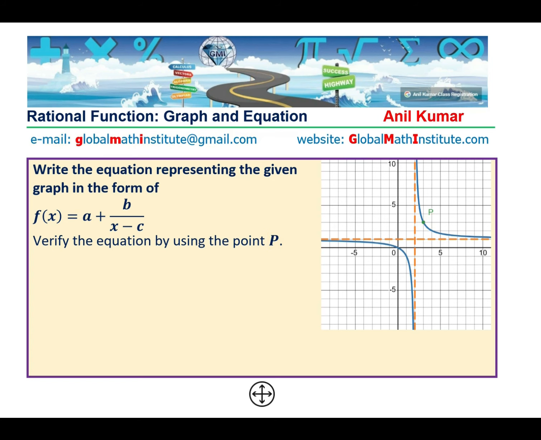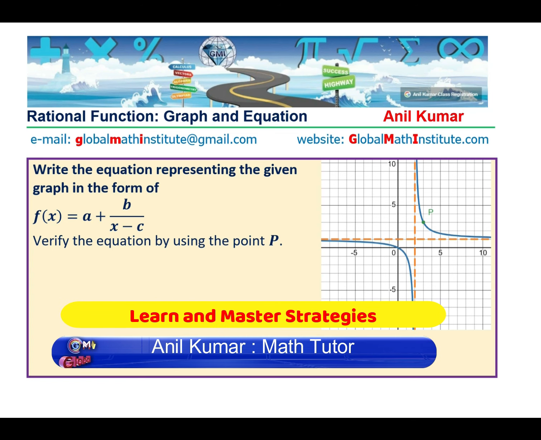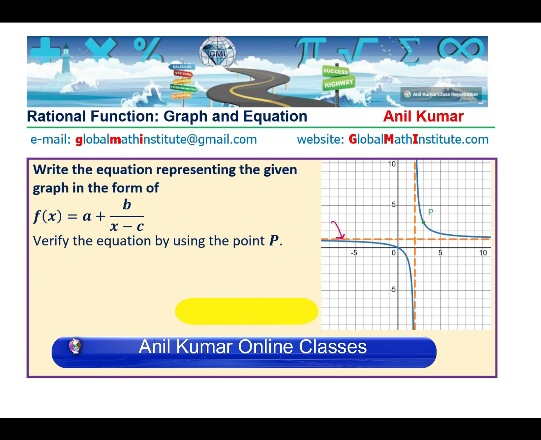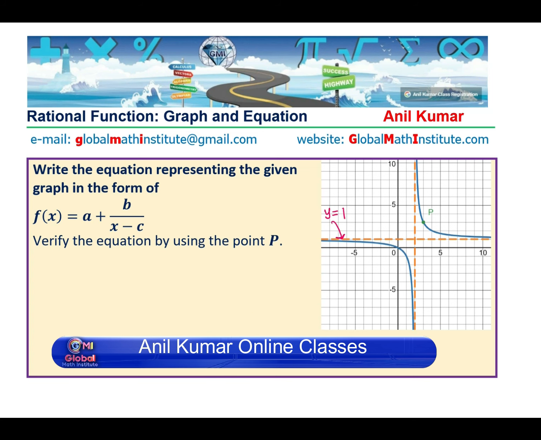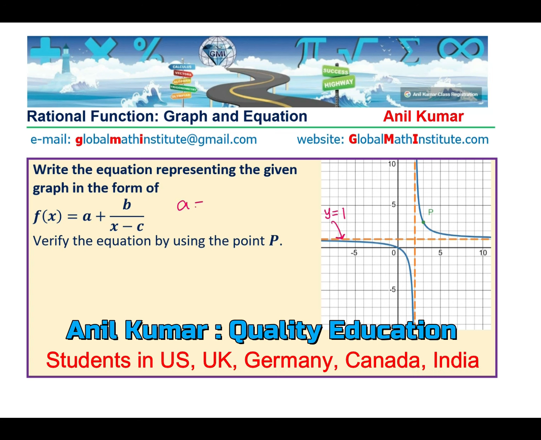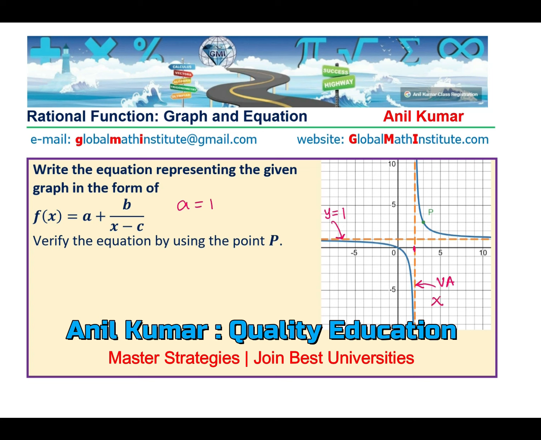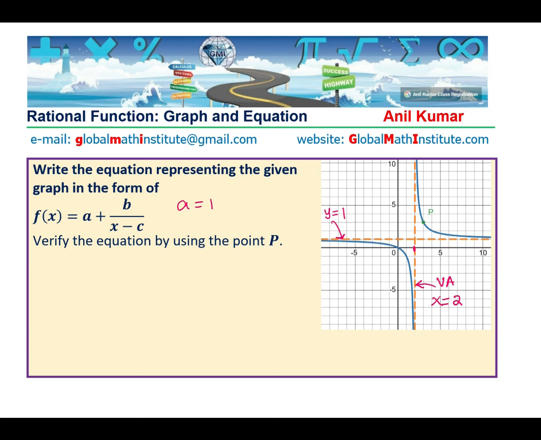Let's now begin with the very first graph which I had with you. When you look at a graph, what you need to do is identify the horizontal asymptote. In this case, you can see that the horizontal asymptote is y equals 1. And clearly, that gives you a value of a equal to 1. Now you identify the vertical asymptote. The vertical asymptote, as you can see, is x equals 2. That is a vertical line, and that means the value of c is equal to 2.